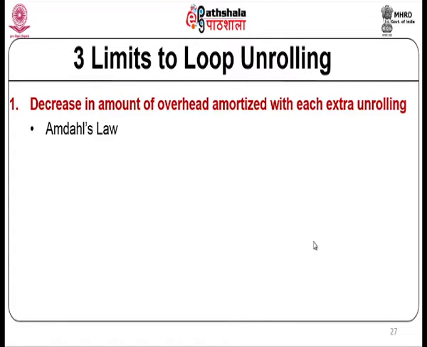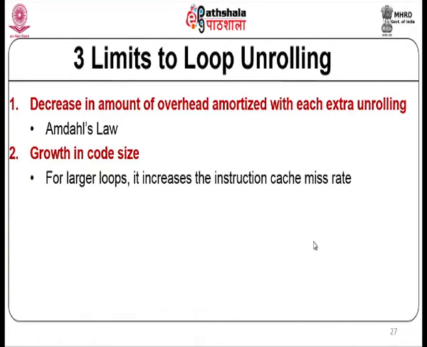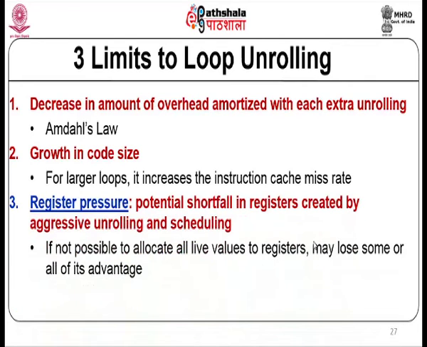So, the benefits that you get out of each unroll may not be the same as we got earlier. The second one is the growth in code size. Obviously, when you are replicating the code, the code size increases enormously. When you are replicating it 4 times, it increases 4 times. When the code size increases too much, it is possible that it might lead to a cache miss, and you may have the effects of unrolling being nullified by this. So, you will have to be careful about the growth size.